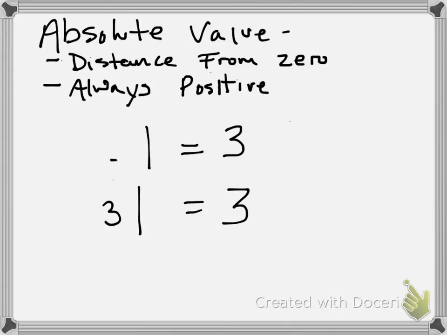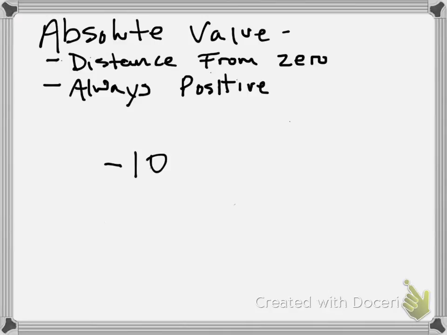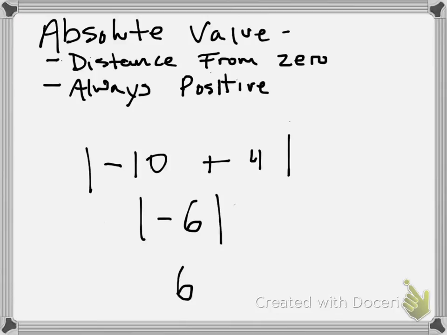This gets a little bit more challenging when we have an actual math problem that involves absolute value. For example, if we had negative 10 plus 4, and the absolute value bars are around the whole problem. So this would read, what's the absolute value of negative 10 plus 4? We need to solve what's inside of this first. So negative 10 plus 4 is negative 6. And now I'm looking for the absolute value of that, so that would be 6.